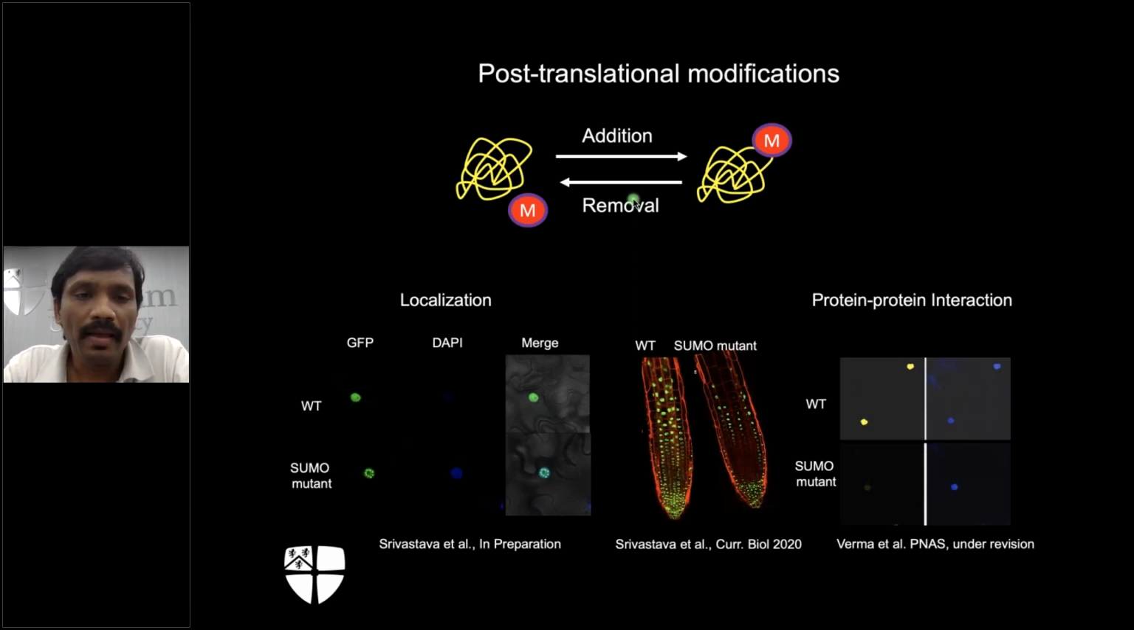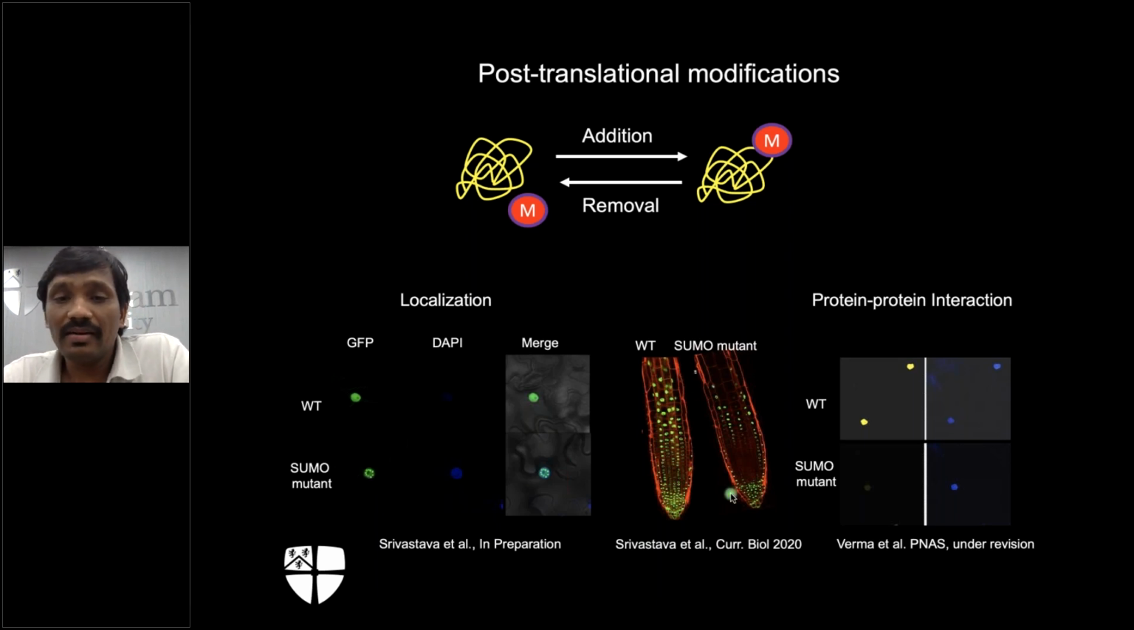We are especially involved in understanding the process of SUMOylation. We have shown that SUMOylation or any other post-translational modification can affect the localization of a protein, and you can see an example here. This is Nicotiana benthamiana. We did microscopy of a wild type protein, and when we mutated the SUMO site, making it unable to conjugate with SUMO, you can see the pattern of localization in the nucleus changed, and they form nuclear speckles.